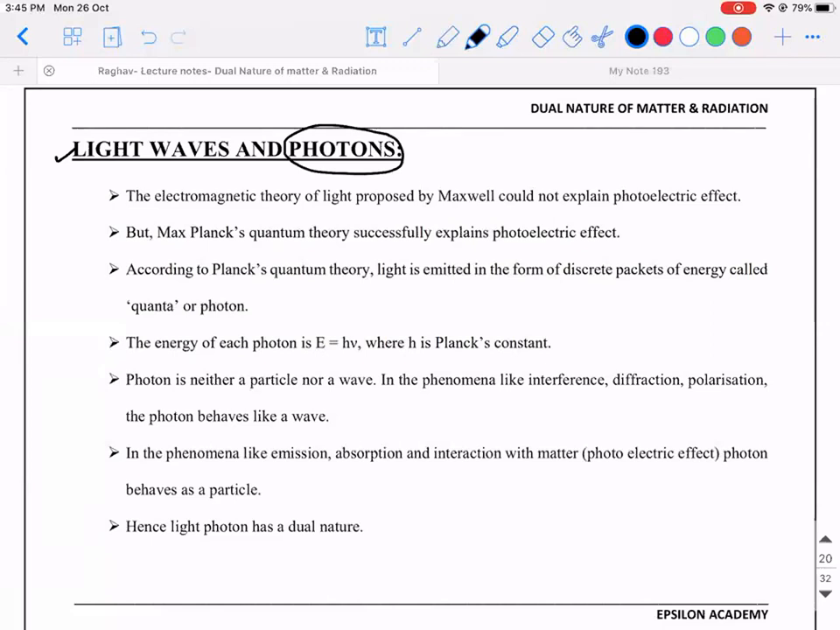One important point we need to understand is that for the explanation of photoelectric effect, we can only use the particle nature of light. We cannot use the wave nature of light, because we will see at the end why wave theory actually failed to explain photoelectric effect. Then came the concept of photons.